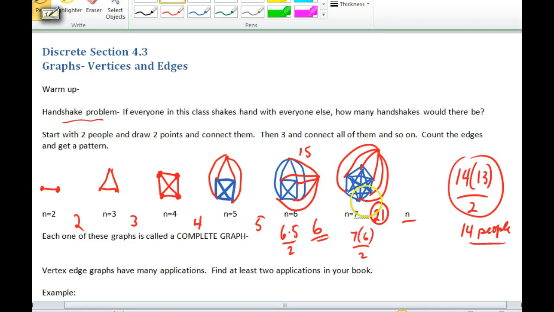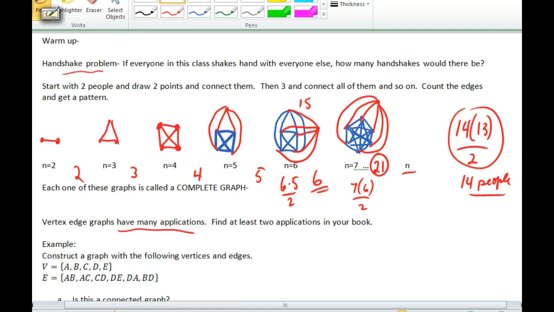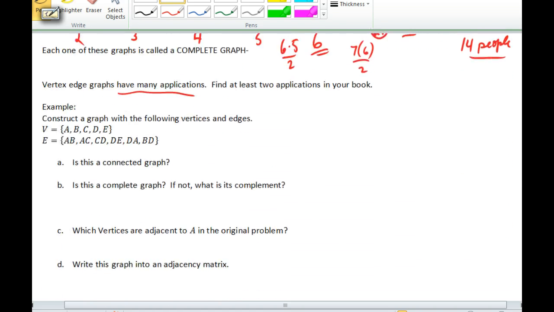Regardless, more so in this section, what we're focusing in on are these vertex edge graphs. And so we have many applications of these vertex edge graphs, and you can find at least 2 that are in your book. So you should go and try and find that.